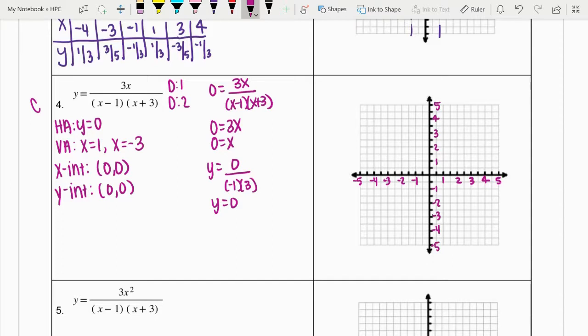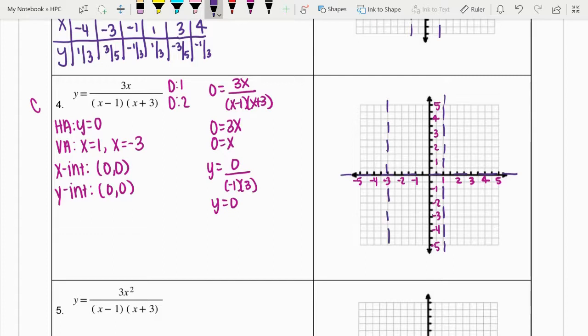Okay, so I am going to have my horizontal asymptote at y equals 0. And my vertical asymptote, one will be at x equals positive 1. And then the second is at x equals negative 3.